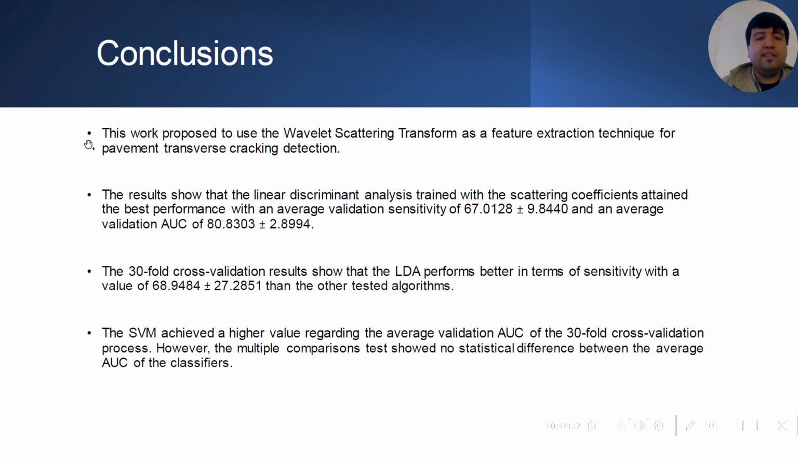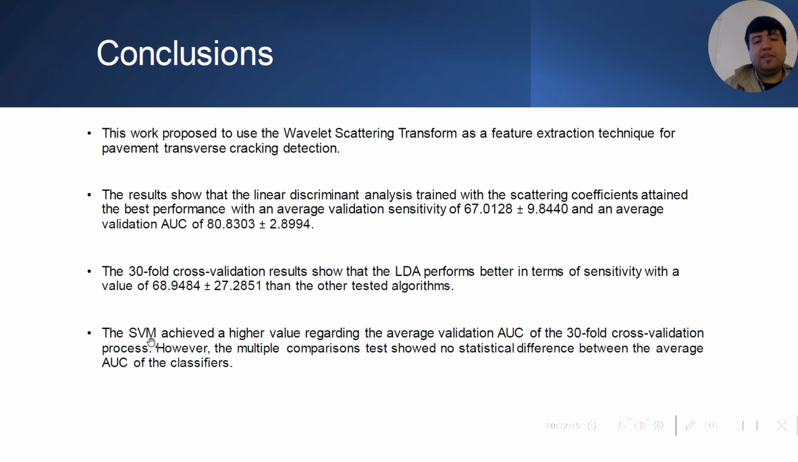So, as conclusions, in this work, we propose to use the scattering transform as a feature extraction technique for pavement transverse cracking detection. The results show that the linear discriminant analysis trained with the scattering coefficients attained the best performance with an average validation sensitivity of 67% and an average validation AUC of 80%. For the tenfold cross-validation results, they show that the linear discriminant analysis performed better in terms of sensitivity, with a value of 68%, than the other tested algorithms.